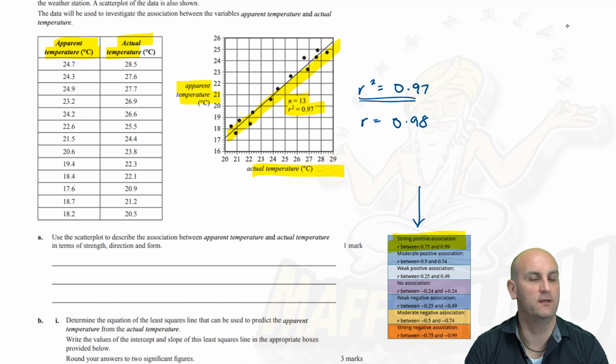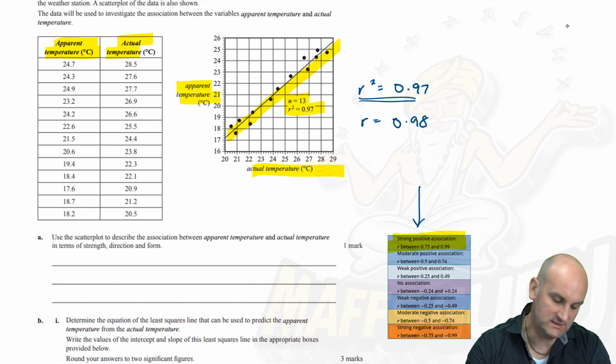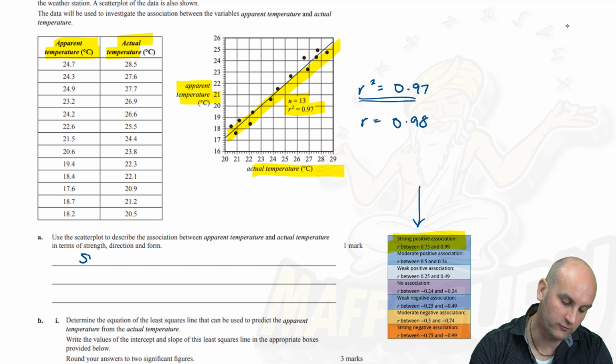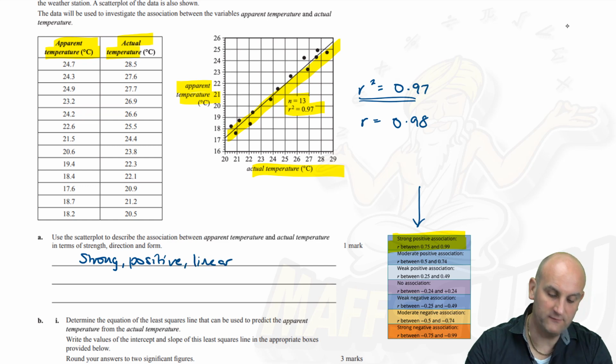Now, when it says form, it's either linear or non-linear. So in this situation, we would be writing our answer as strong, positive, and linear. And believe it or not, that's what we needed for those 1 marks.